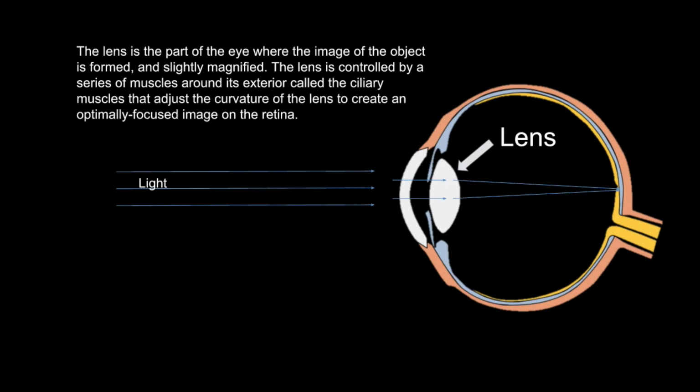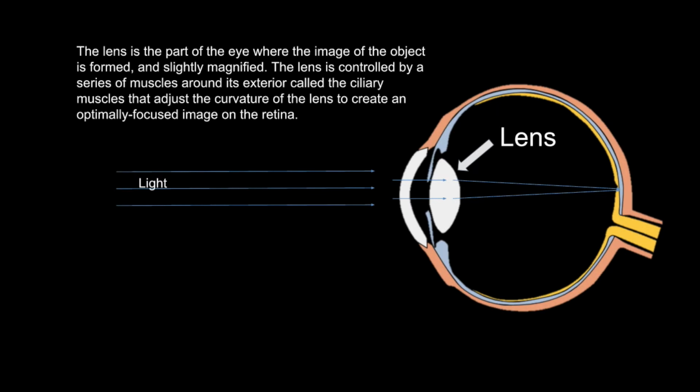The next part of the eye is called the lens. The lens is the most important part of the eye because it's where the image of the object is formed, and the other 40 to 30% of magnification not done by the cornea is done by the lens. The lens's curvature is controlled by a series of muscles that surround it called the ciliary muscles, and the curvature has to be adjusted so that the lens can create an optimally focused image on the retina.